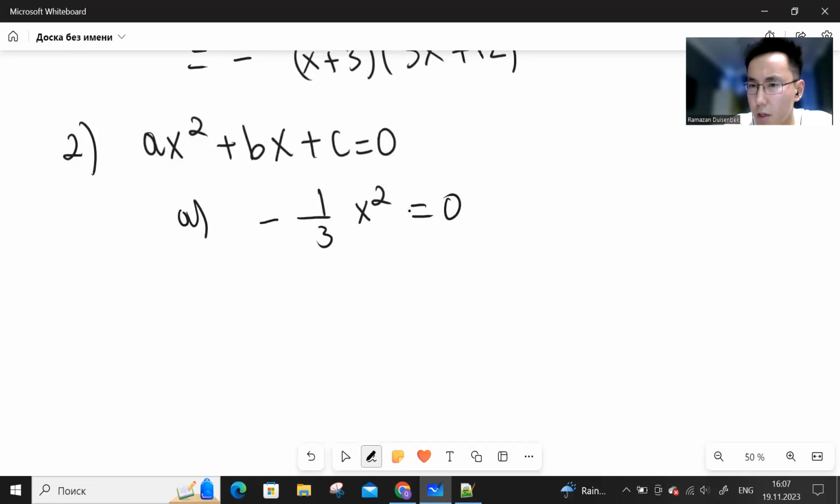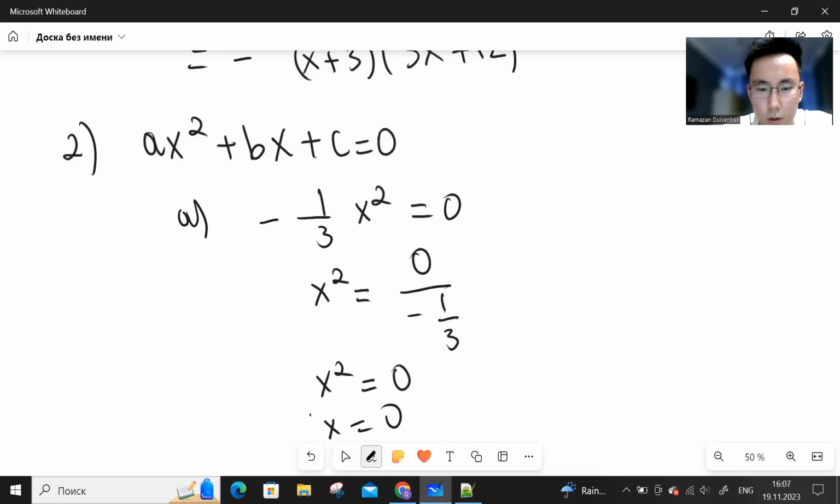Как мы решаем такие уравнения? So x squared equals 0 divided by minus 1 over 3. It is just 0. X will be just 0. That's all.